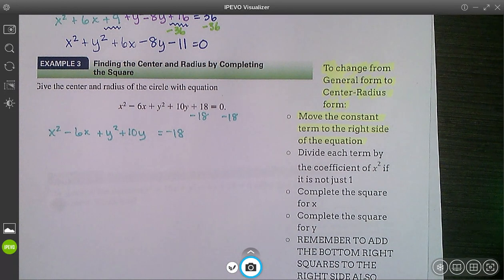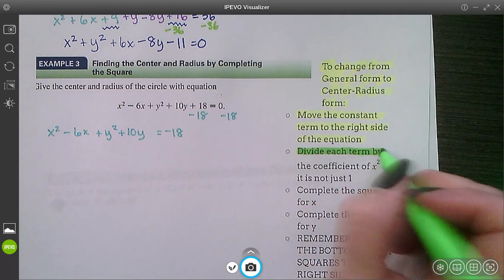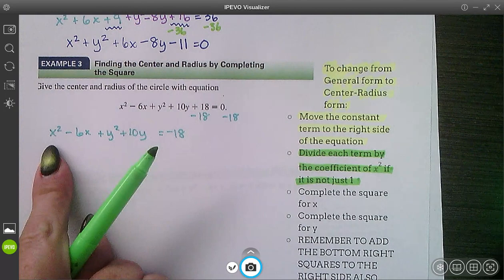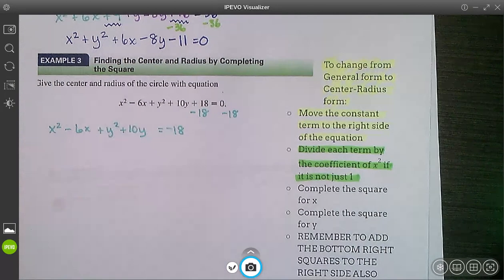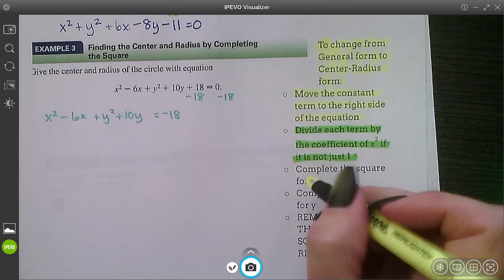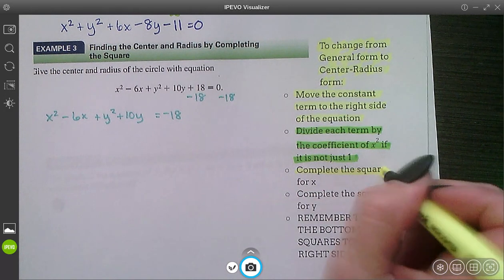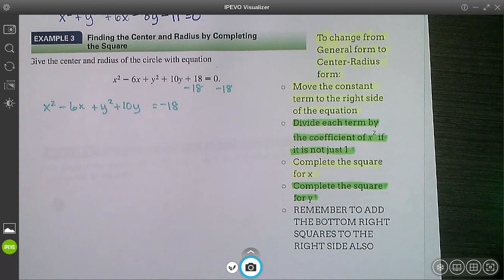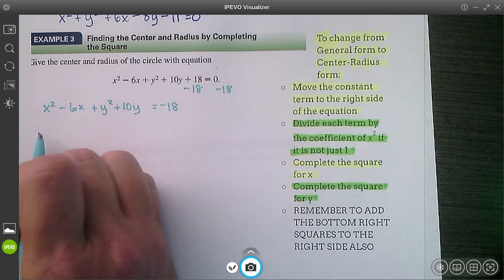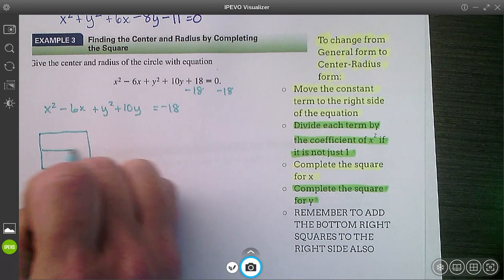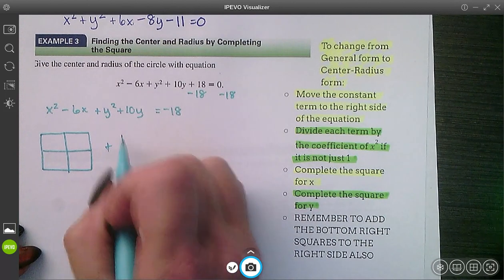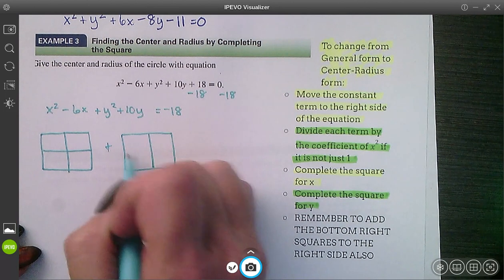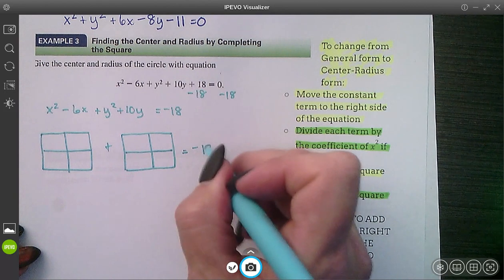The next thing we would do is divide each term by the coefficient of x squared if it's not just 1. But in this problem, the coefficient of x squared is 1, and so is the coefficient of y squared, so we don't have to do that. Then I usually do this on the same step. Complete the square for x and complete the square for y. I usually do that at the same time. So I am going to make myself a complete the square box for my x terms, and another complete the square box for my y terms, and then I have equals negative 18.